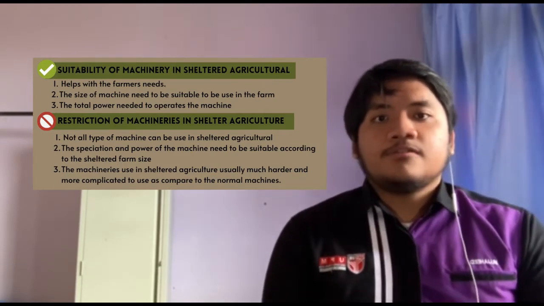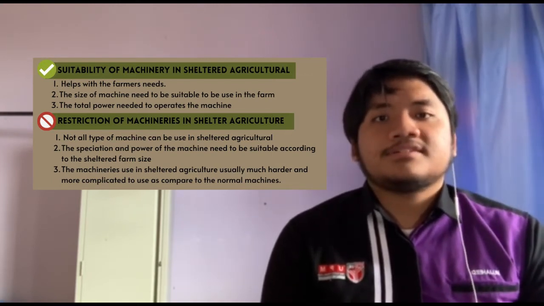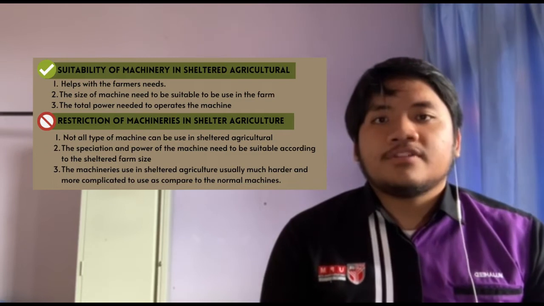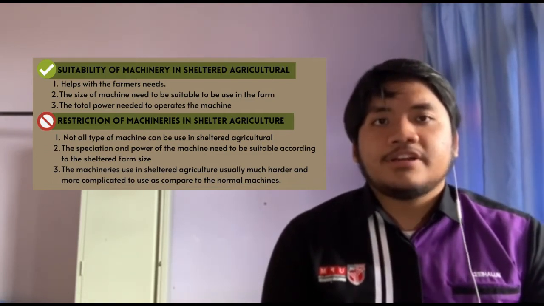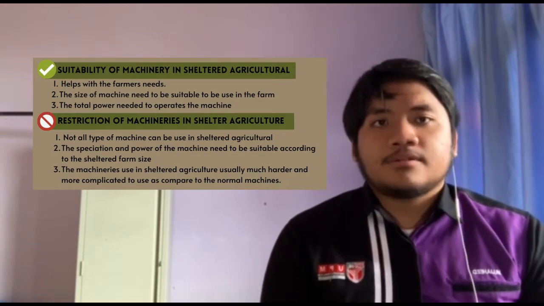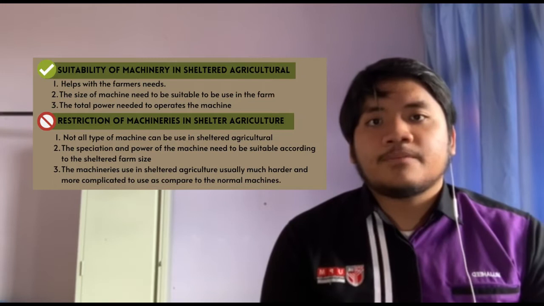We need a skillful operator to use it, so the farmer needs to master the usage of the machine from the expert before applying it and using it at their farm. It is so to prevent accident and injury from occurring in their farm. Okay, so we're gonna proceed to the next part, which is the example of machines used in sheltered agriculture. So I'm gonna pass to Hai.